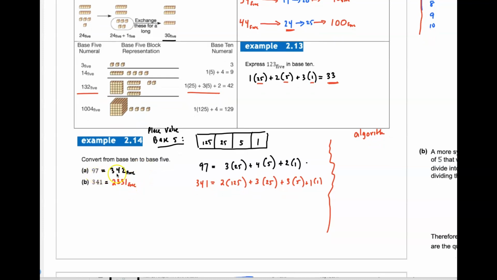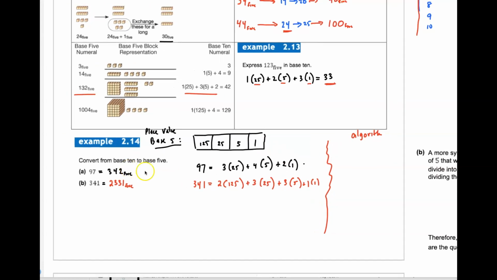97 is the same as 342 in base 5. Again, that's 9 10s and 7 1s. How do we convert into base 5? Well, we first have to understand the place value. Each location means something. For 97, I looked at the place value and said, okay, look at the biggest one that goes into 97. And I say, okay, 25 does.